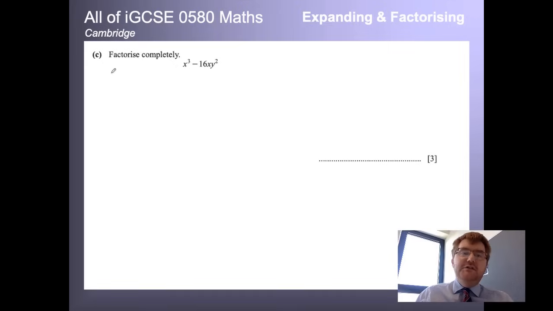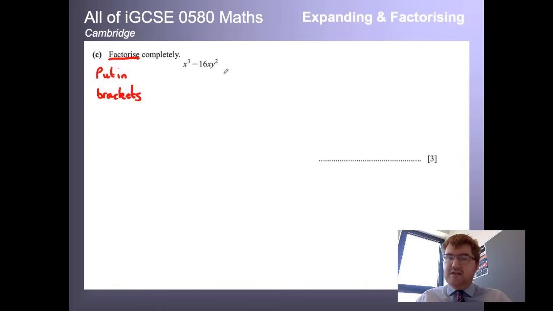So as soon as you see this word, it wants us to factorize completely. It means put in brackets. Whenever you see this word factorize, it means put into brackets. Now, how do we do this with this expression? The first thing I notice here is they both share an x. So one thing I can do here is put this into a single bracket where I take a factor of x out. Now, you can kind of work backwards to expanding here.